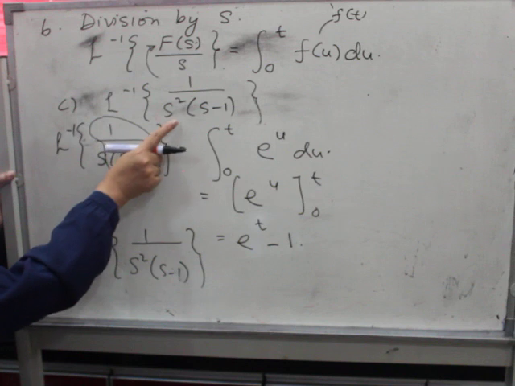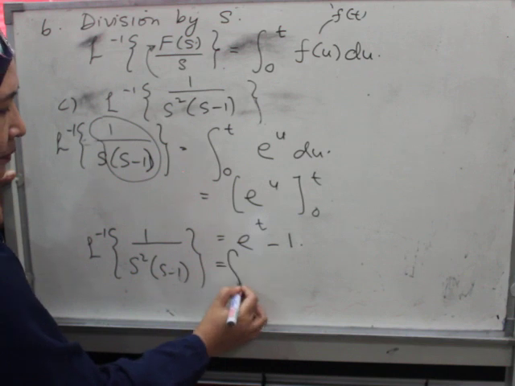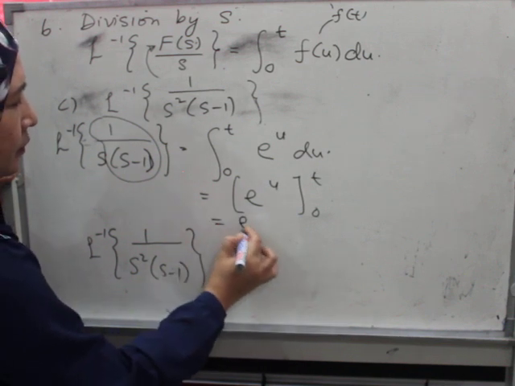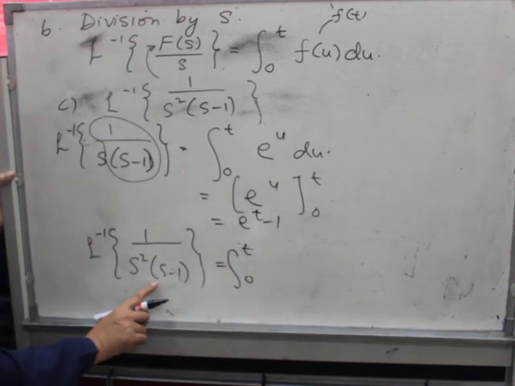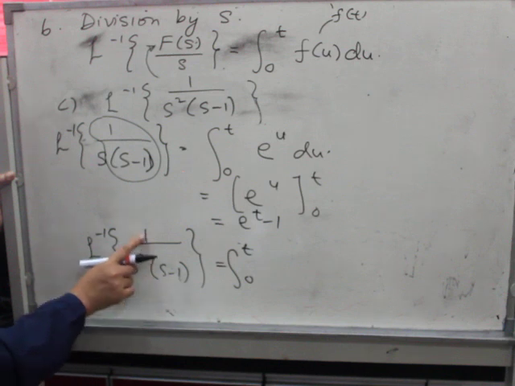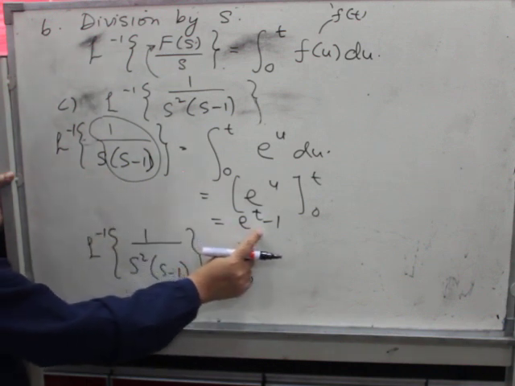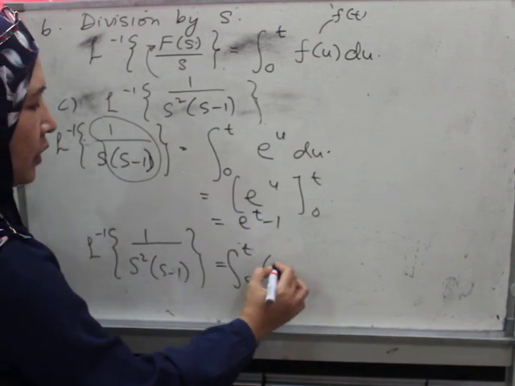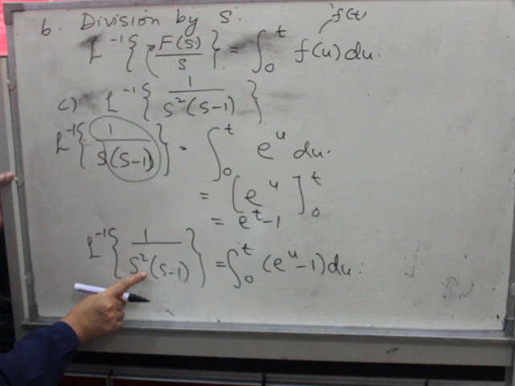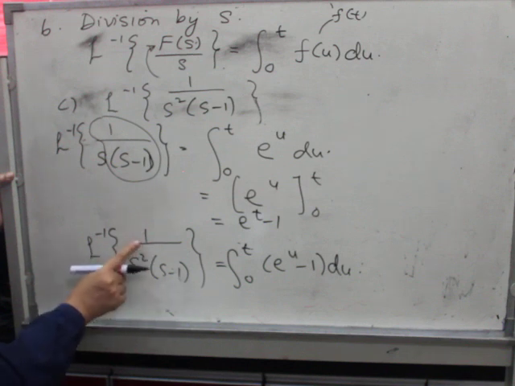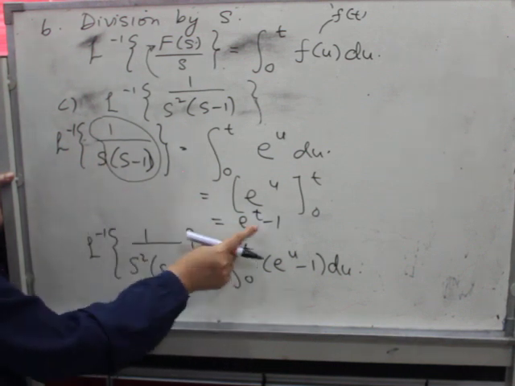So if we divide this by S again, we get the question. When we divide again, that means we have to integrate again, from 0 to t. So what is F(s) over here? 1 over S minus 1, so the f(t) is e to the t minus 1, because the inverse of 1 over S minus 1 is e to the t.